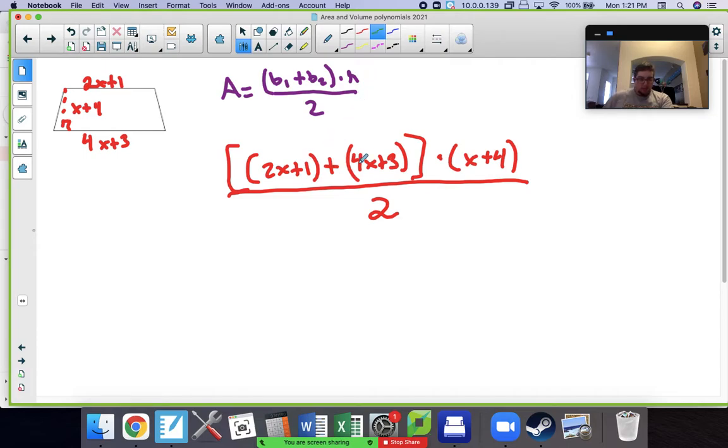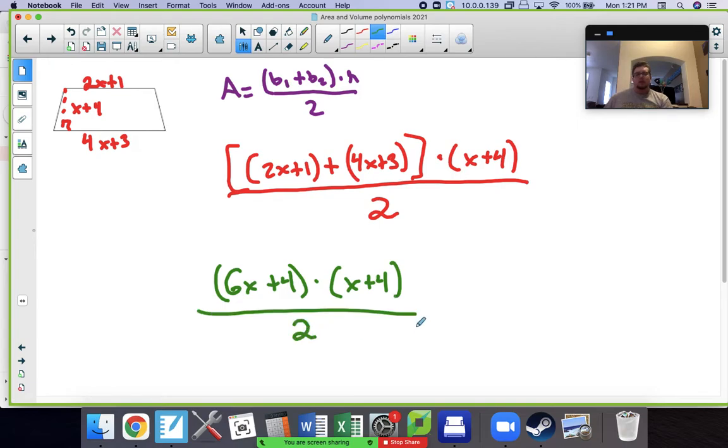So I'm going to add. Because this is just addition, the 2x and the 4x combine to give us 6x. 1 plus 3 gives us 4. That result is going to multiply our x plus 4, our height. So 6x times x gives us 6x squared. 6x times 4 gives us 24x. 4 times x gives us 4x. And 4 times 4 gives us 16.